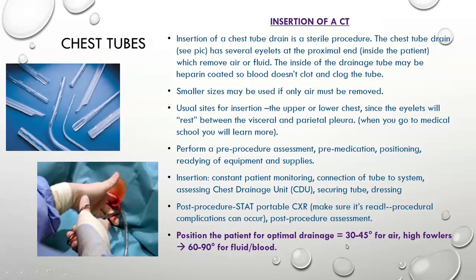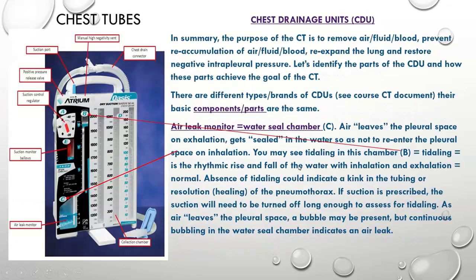Position the patient for optimal drainage. Well, what does that mean? Well, 30 to 45 degrees if it's a pneumo, because air is going to rise, so it's going to be towards the top. So it's not really too important on the height of the bed. But then if there is fluid and blood, then you want to have them in a little bit higher Fowler's, so you help gravity, and that's 60 to 90 degrees.